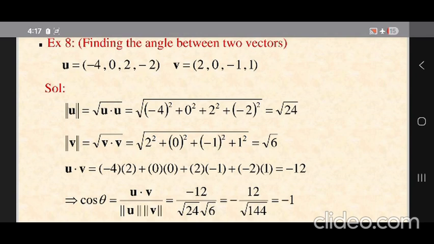Next, find the value of u dot v. The u dot v value is -12. Then write the formula: cos theta equals u dot v divided by norm u norm v. The u dot v value is -12, norm u is root 24, and norm v is root 6. The values cancel, and the final answer is -1.